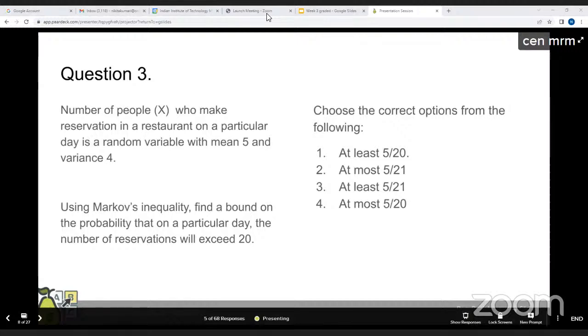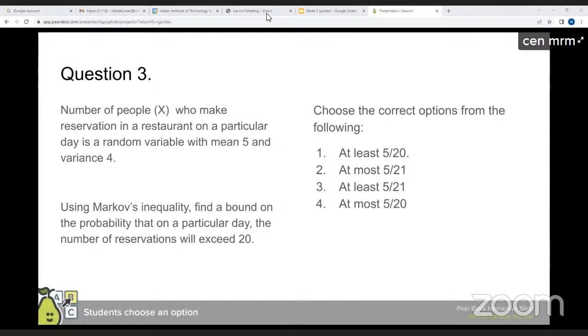If you are not aware of the Markov inequality or if you haven't watched the lecture, I suggest you look at the slides. It will be in the last lecture. If you haven't studied the Markov and Chebyshev's inequality yet, to solve this problem, just look at what the Markov inequality is and try to find the bound on this probability. We'll discuss it in a few minutes.